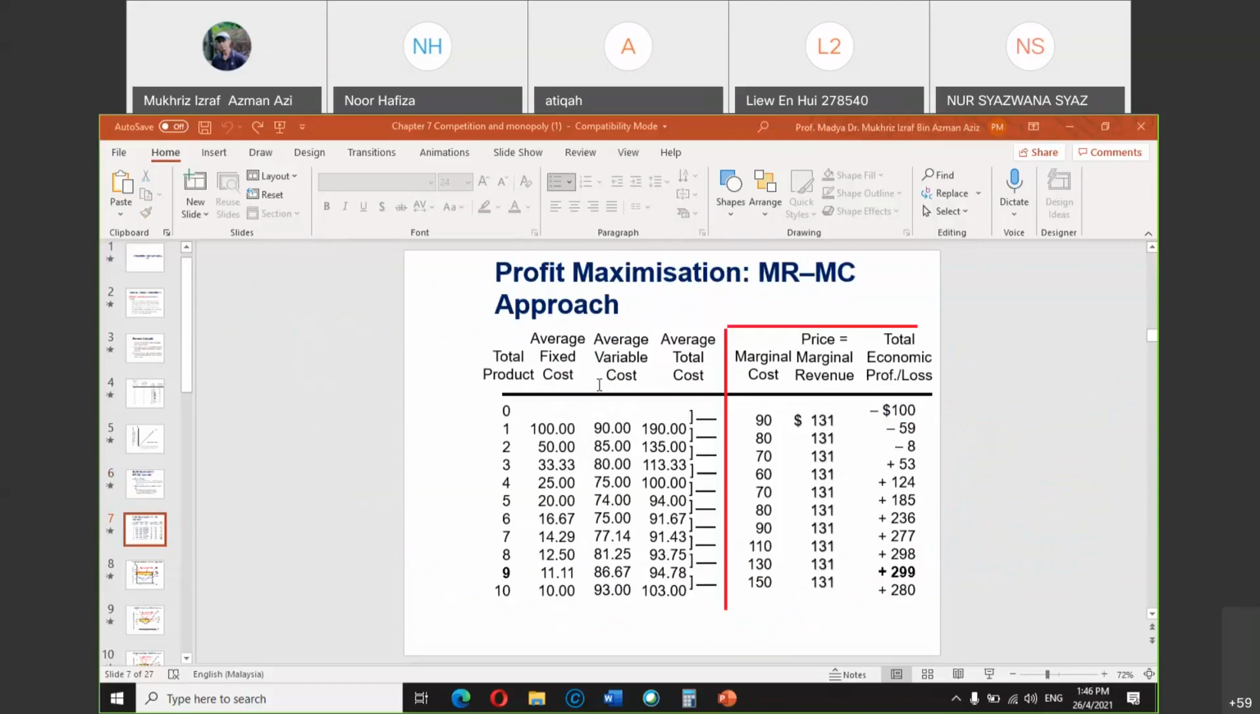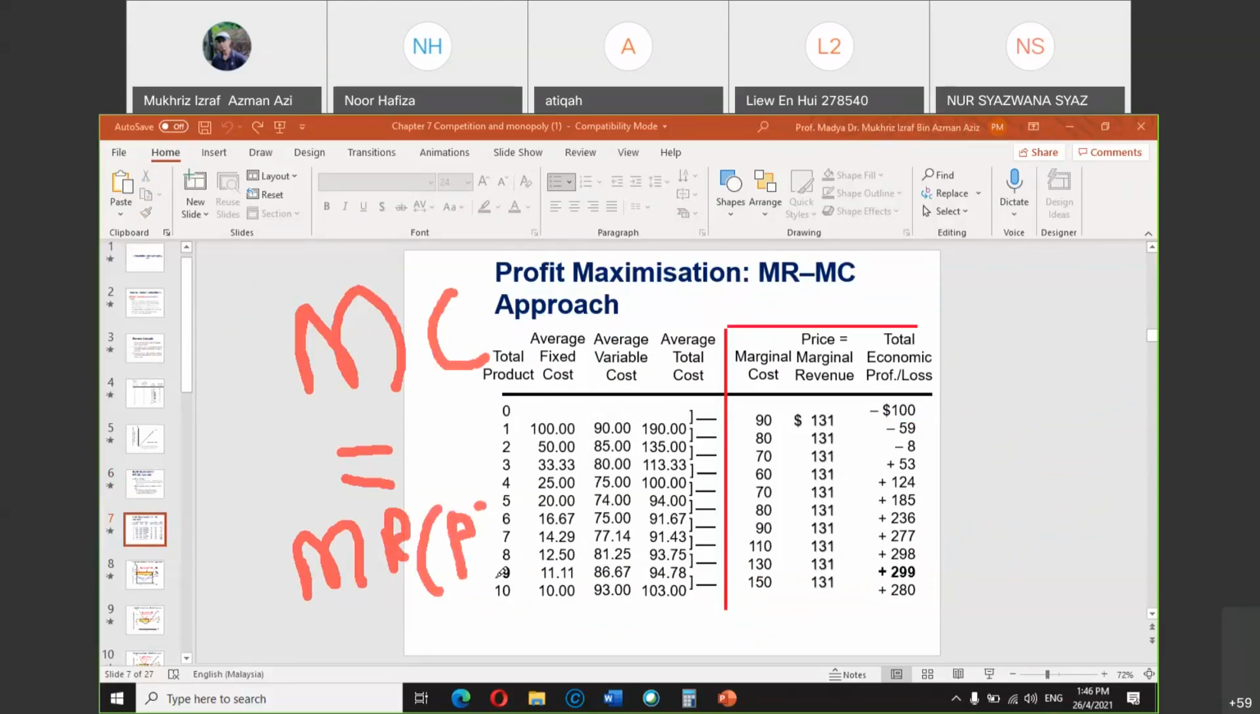In this example, we can see what output maximizes the firm's profit. The general guideline is MC should be equal to MR. But in perfect competition, MR we put in brackets price. So this is the marginal cost. Price equals marginal revenue, which is this one. So you find the point where these two are equal or more or less equal. We find that these two are equal at this output, whereby the quantity produced will be 9. So MC equals price, or MC equals MR, only when Q equals 9.